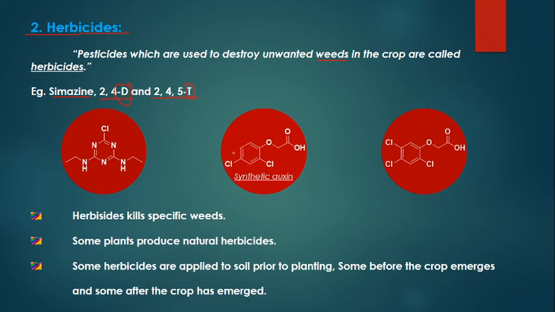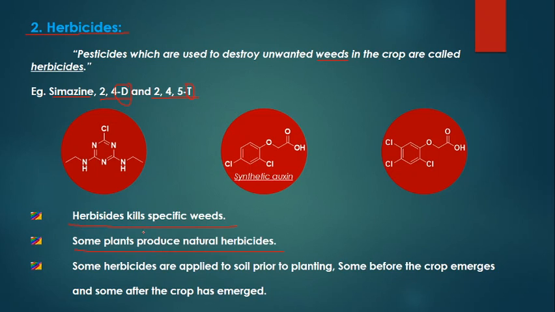This 2,4-D is a synthetic auxin. Auxin means a hormone. Synthetic means it is prepared by chemical combinations. It is not naturally occurring, but it is synthesized in the laboratory, so it is called a synthetic auxin. Now, what are the uses of herbicides? Herbicides kill specific weeds. They don't kill the crop, but they kill the weeds in it. Some plants produce natural herbicides.